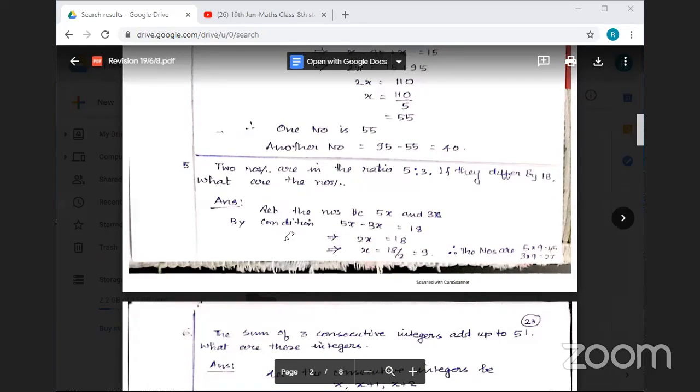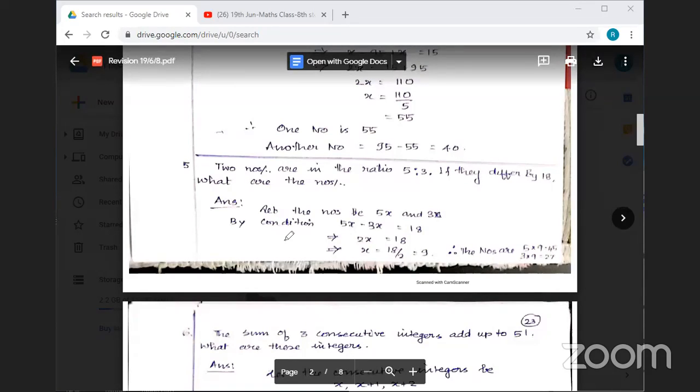The two numbers: one number is 5x, another number is 3x. Now, lastly, you have to substitute the value of x. You should not forget. After finding that x, you have to substitute, then you have to find the answer. That is very, very important in this problem.